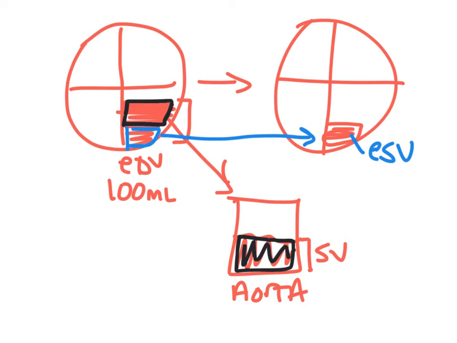So you can see here that the whole thing is EDV. If you want to calculate EDV, you could add stroke volume to ESV, and you're going to get EDV. Remember that stroke volume is EDV minus ESV. So you could play with that formula in a lot of different ways.